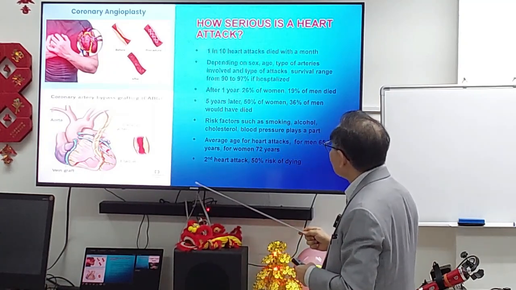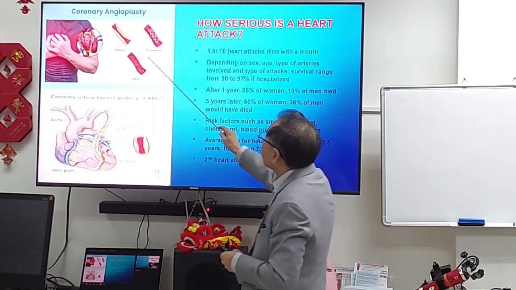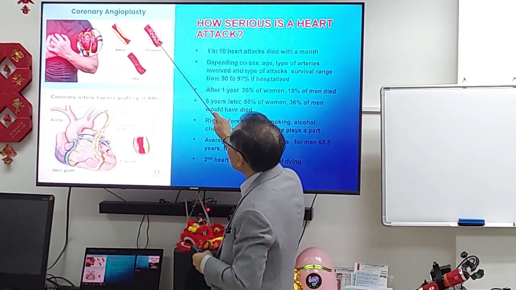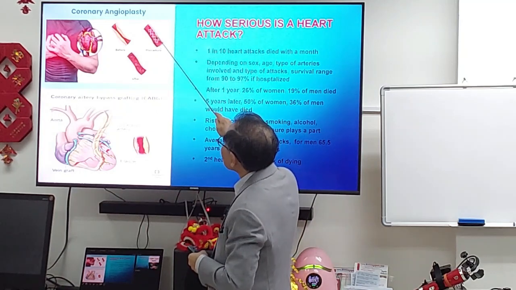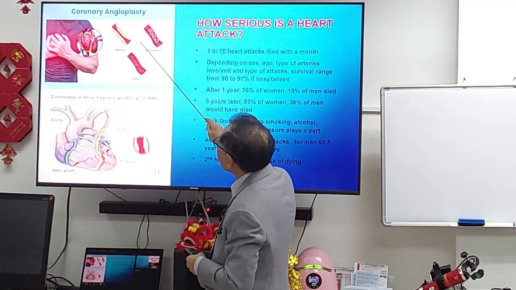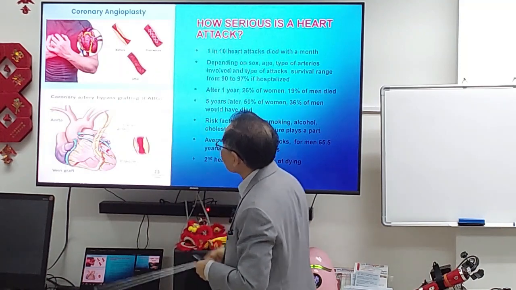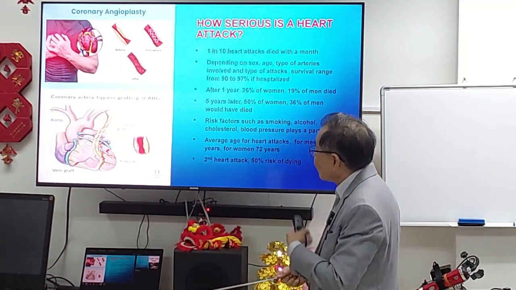So this is a stent. It's called an angioplasty, where you put in a netting here and then open up the netting so that the blood vessel can allow blood flow to go through.